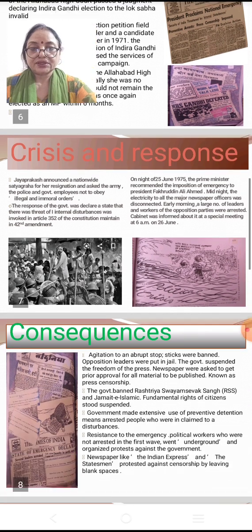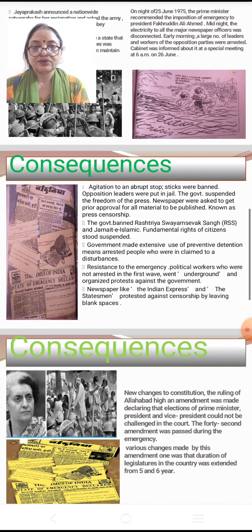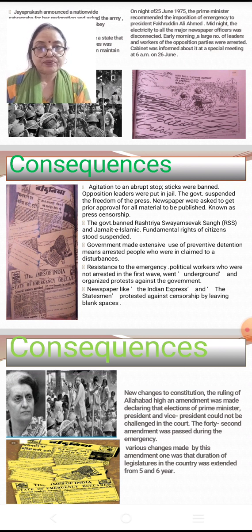Now what happened? What were the consequences? The agitation came to an abrupt stop. Strikes were banned, opposition leaders were put into jail, and the government suspended the freedom of the press. Newspapers were asked to get prior approval of all the material to be published, known as press censorship, after the declaration of the emergency.